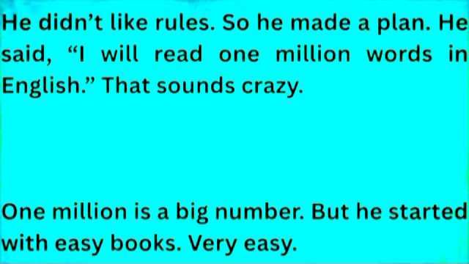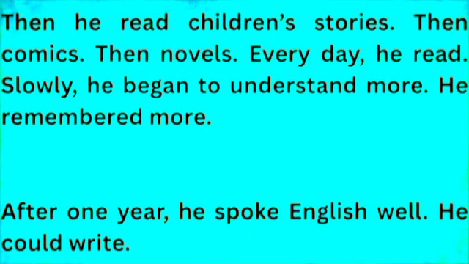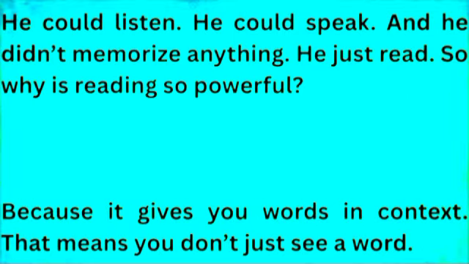That sounds crazy. 1 million is a big number. But he started with easy books, very easy. Then he read children's stories, then comics, then novels. Every day he read. Slowly, he began to understand more. He remembered more. After 1 year, he spoke English well. He could write, he could listen, he could speak, and he didn't memorize anything. He just read.